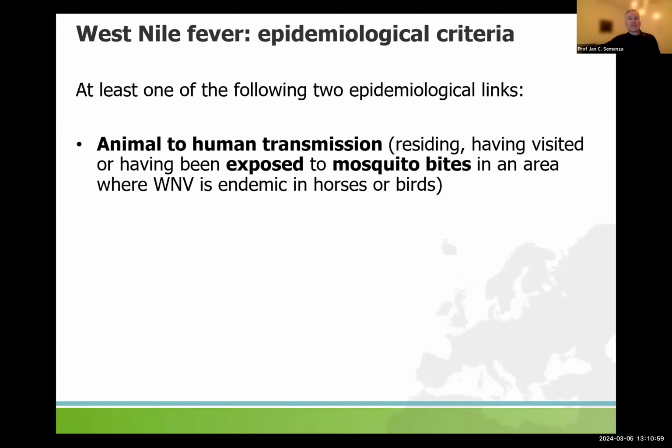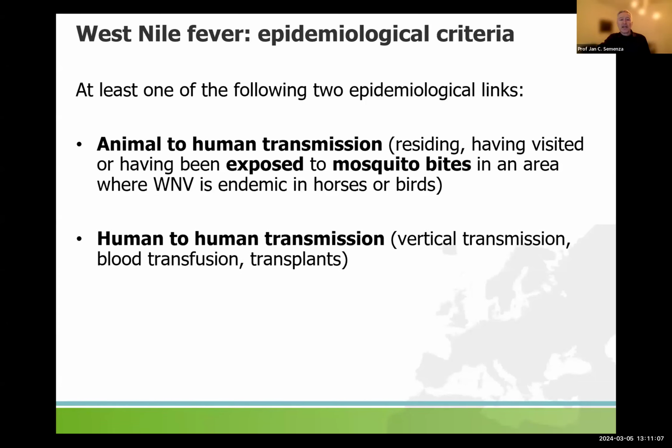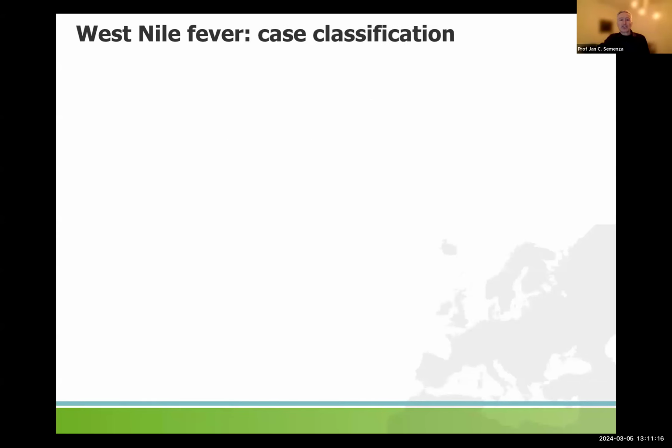So when it comes to the epidemiologic link, we would like to see whether a person has been exposed to mosquitoes, if they reside or have been visiting an area where there is transmission, or as I mentioned, if there is human-to-human transmission through blood transfusion or transplants. So that's the epidemiologic link.